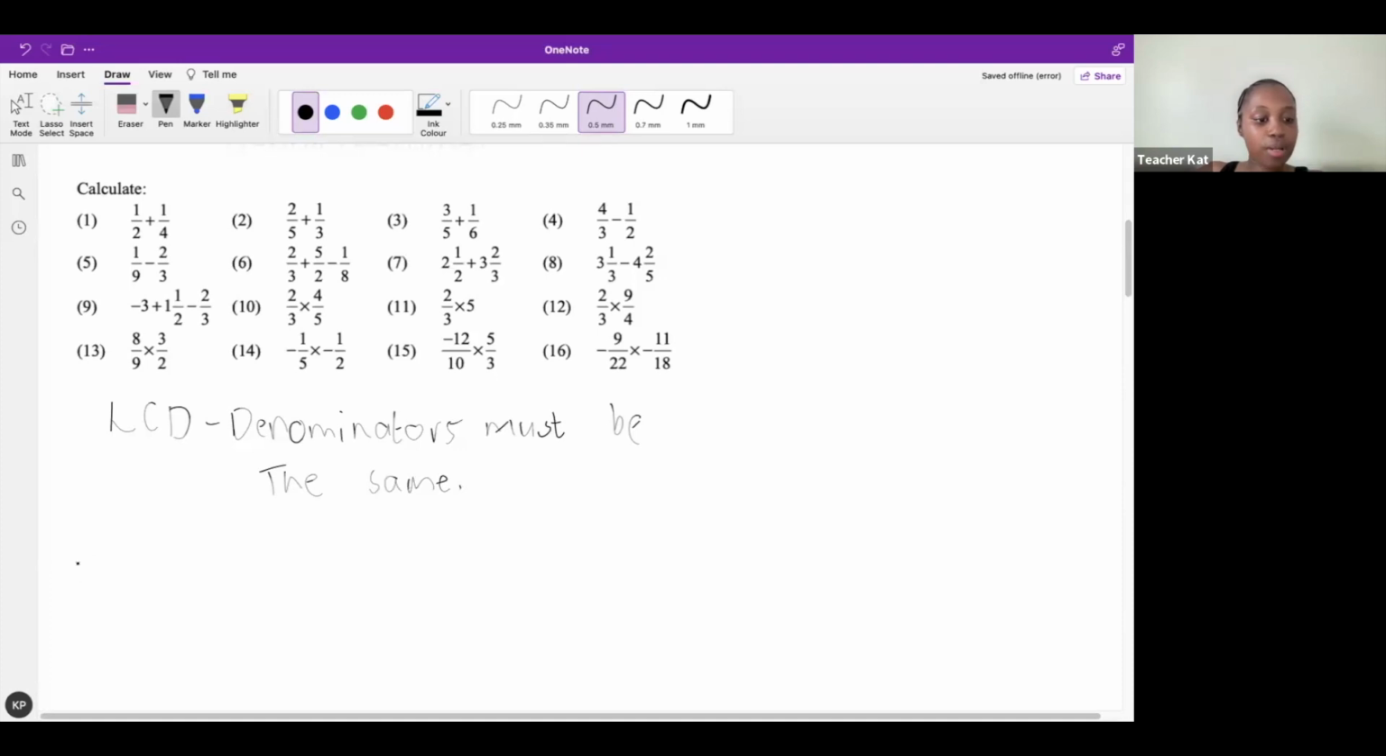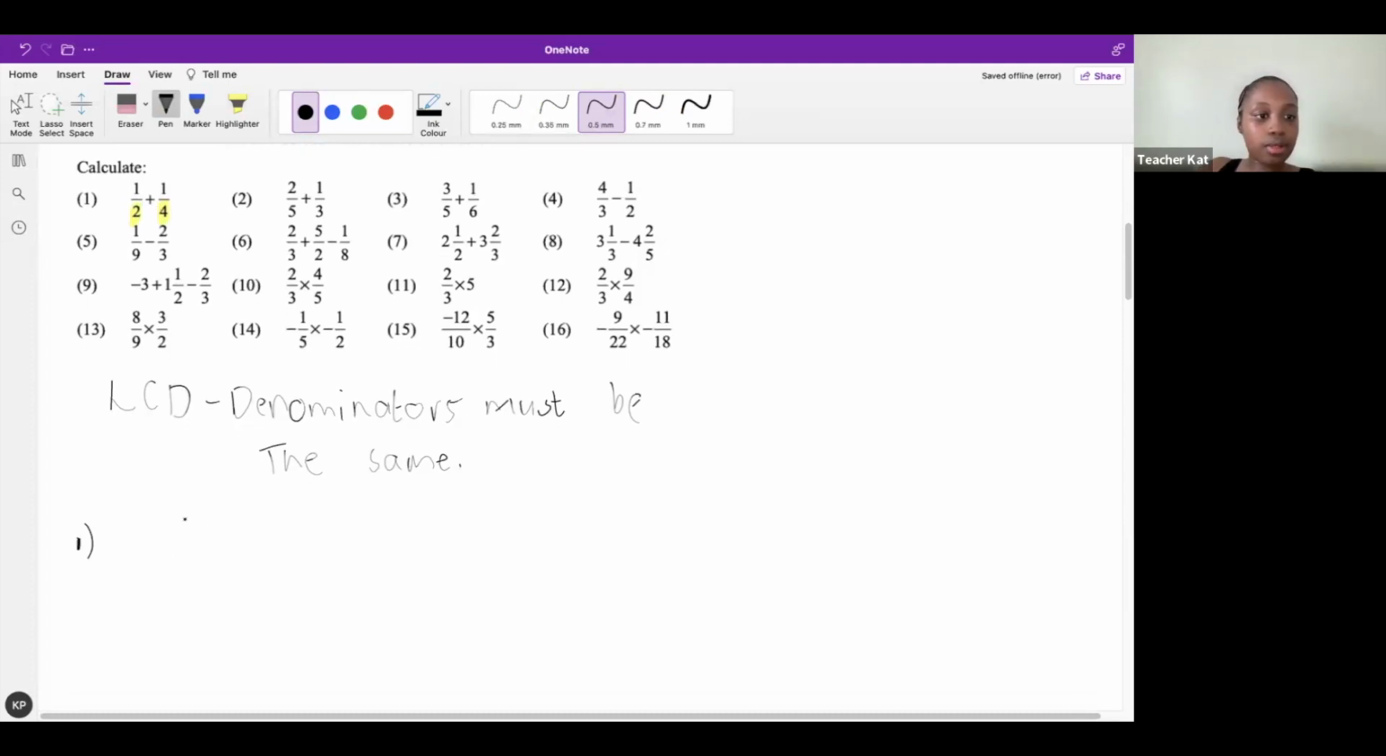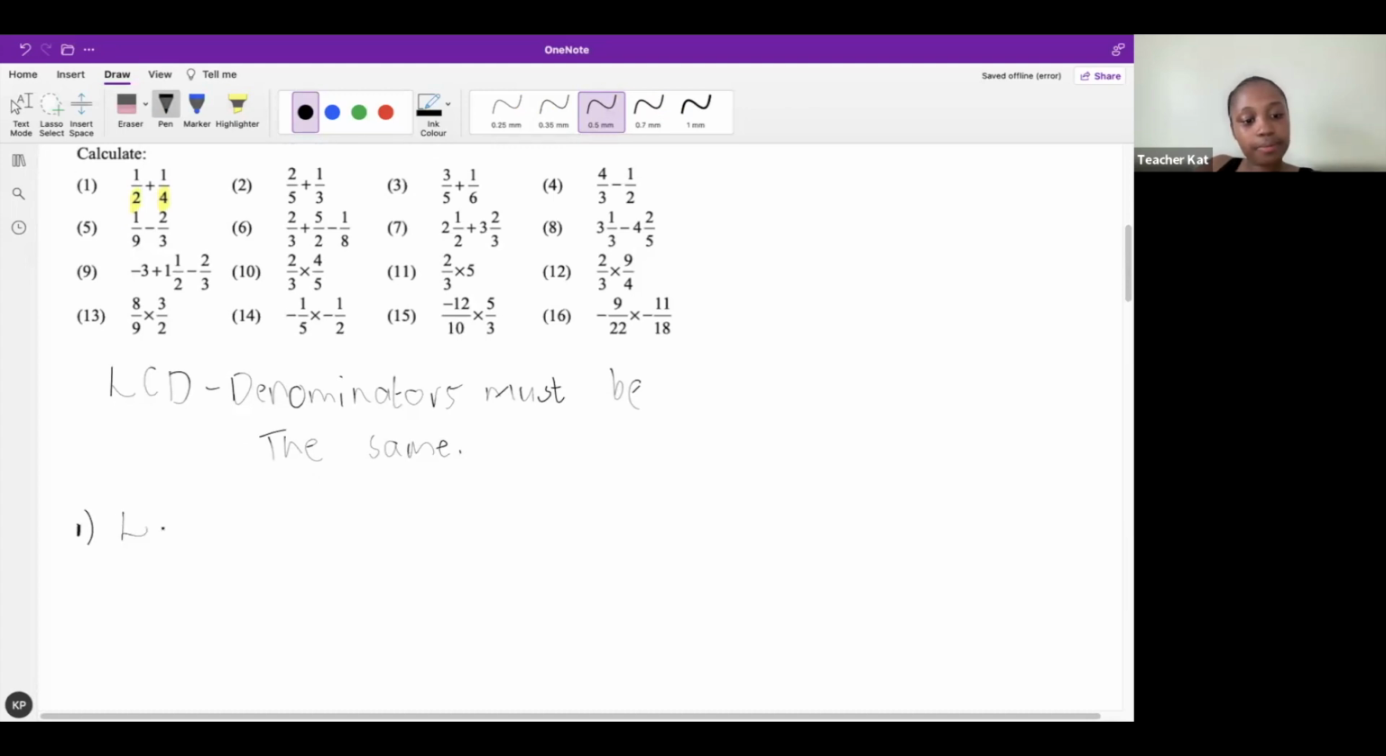We have a half plus a quarter. What is our lowest common denominator between a half and a quarter? Between 2 and 4, what is my lowest common? Nice, thank you, Seth. It is 4. So for number 1, our LCD is 4. Let me move it up a bit. There we go.